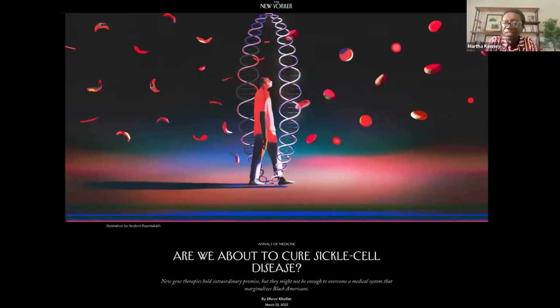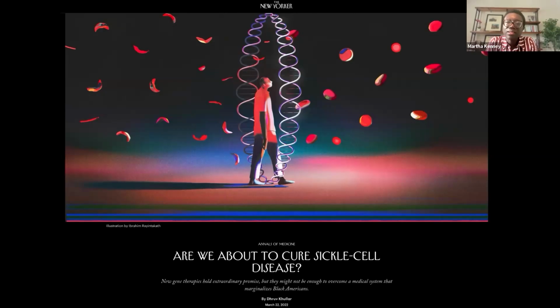Has their quality of life changed? Are they experiencing less pain? Do they have better access to care? Has their disease management changed? And the answer is no. And I'm not trying to belittle what a huge scientific breakthrough finding a cure, like having gene therapy as a cure for sickle cell disease is.